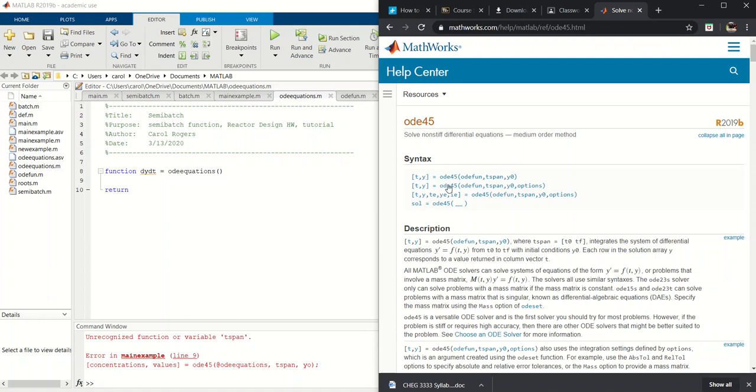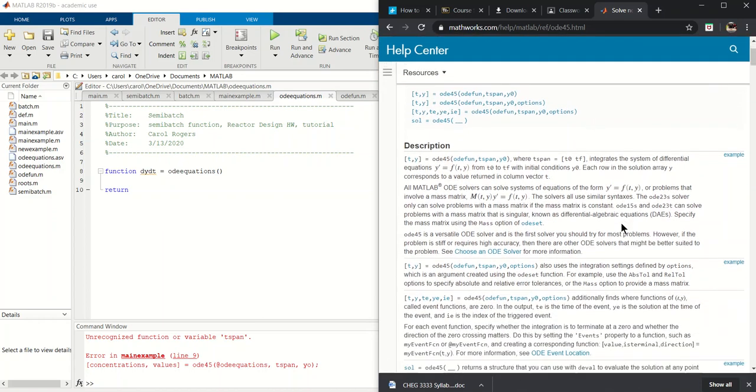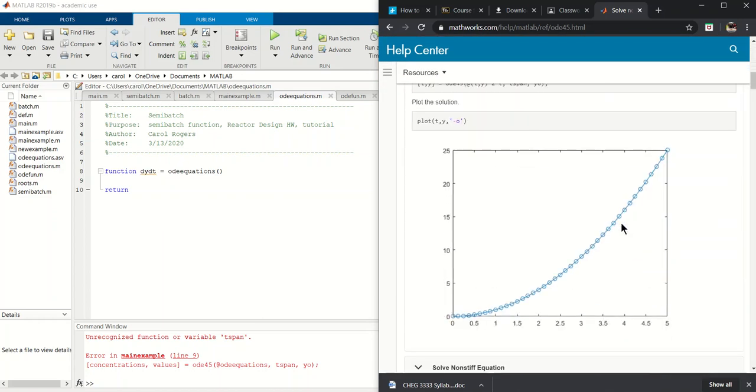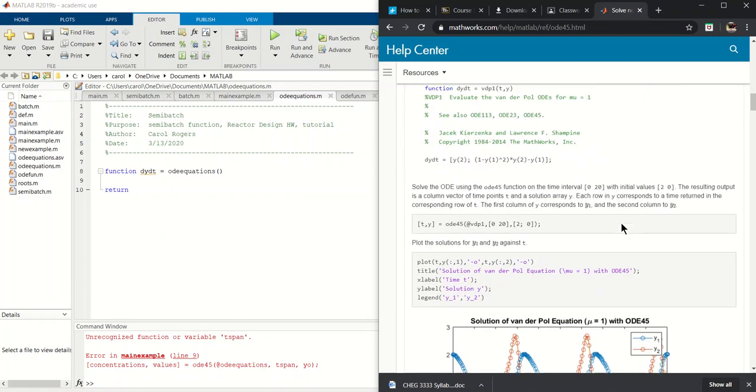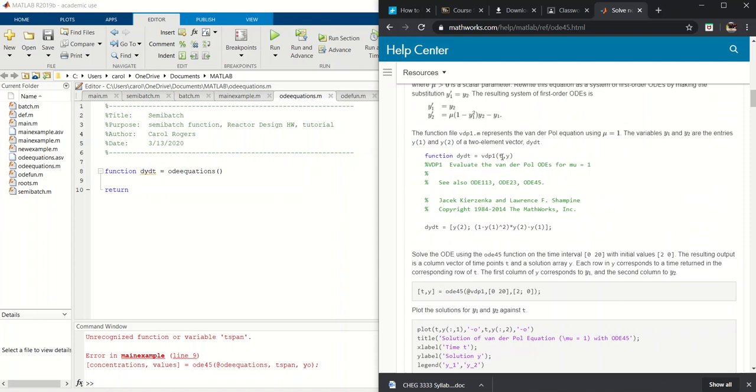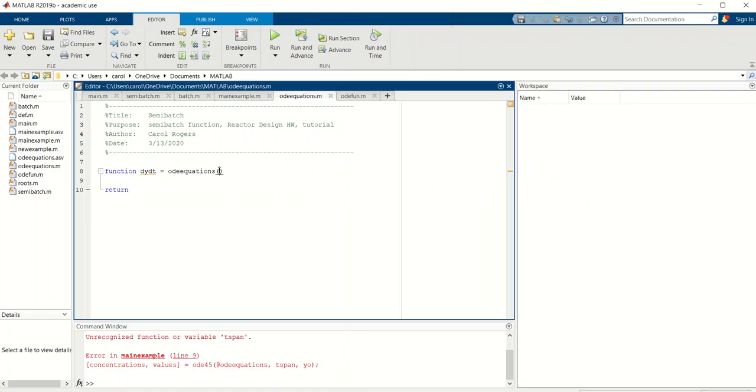And here's the documentation for ODE 45. You can see that it needs a function, and then it needs the time span that it's running for, and then it needs the initial concentrations. It probably tells you down here how to create your function with it. Yep, right here. So it tells you that you need to put your time span here, and then it tells you to put your initials right here. So time span, initials.